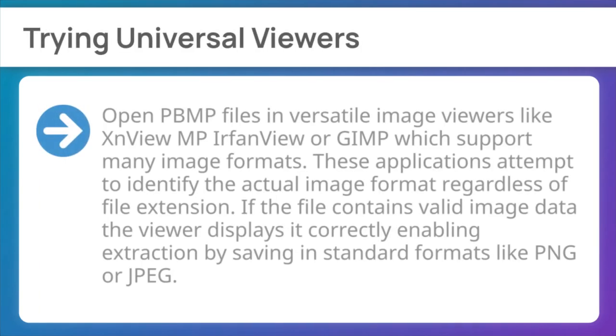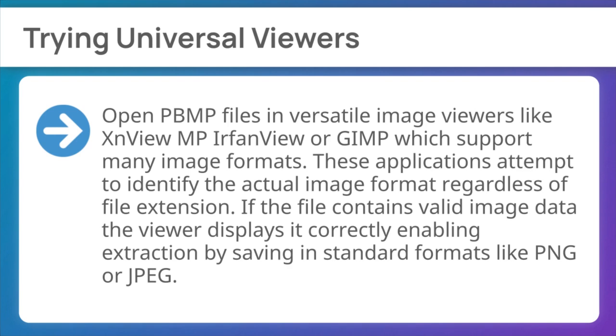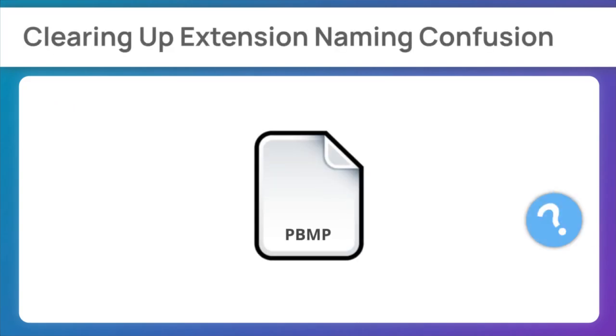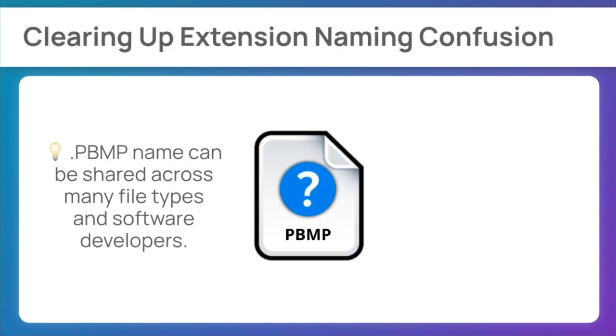Finally, trying universal viewers. Open PBMP files in versatile image viewers like XnView MP, IrfanView, or GIMP, which support many image formats. These applications attempt to identify the actual image format regardless of file extension. If the file contains valid image data, the viewer displays it correctly, enabling extraction by saving in standard formats like PNG or JPEG.